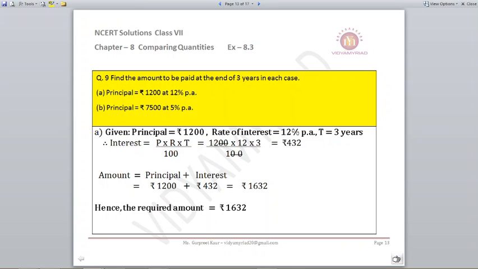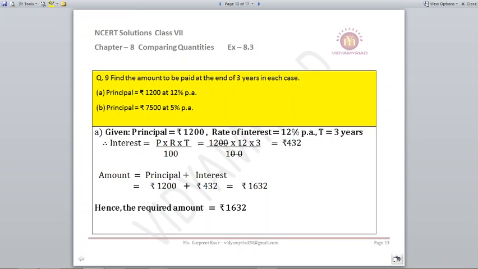Question number 9. Find the amount to be paid at the end of 3 years in each case. You are given the principal 1200, rate of interest is given 12% and time we know it is 3 years. So in order to calculate the amount, we should know the interest. What is the formula for interest? P into R into T upon 100. What is P? Principal. What is R? Rate. What is T? Time. So in the first case, your P is 1200 multiply by 12 multiply by 3 upon 100. 0 zeros gets cancelled. Your interest comes to rupees 432.